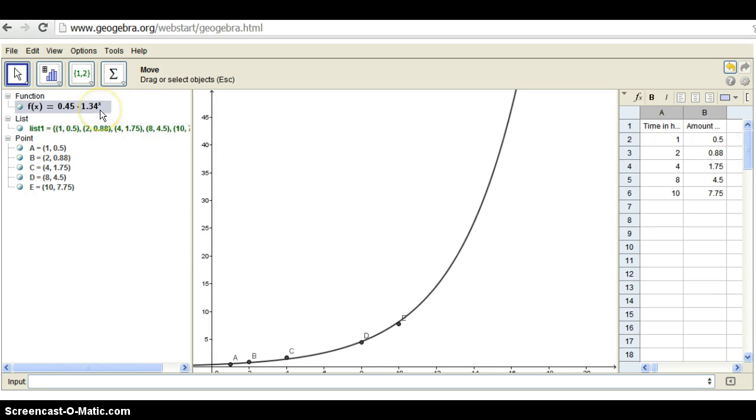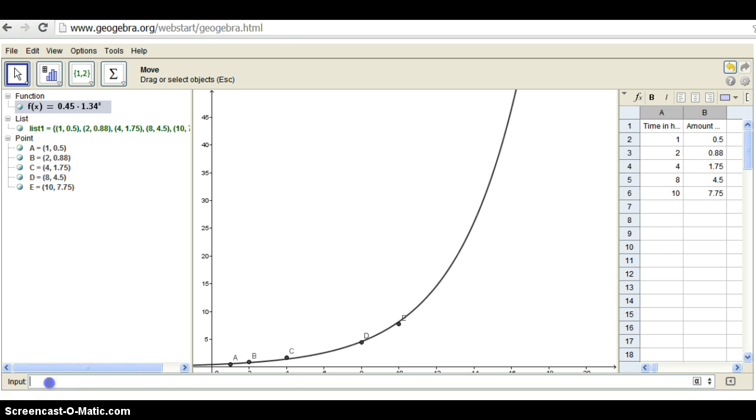So let's look back at our function again. At time 0, I would have the number 1.34 to the exponent 0, which would equal the value of 1, so I would just be left with 0.45. So that means at time 0, there was approximately, because this exponential function is approximating my data, 0.45 of an inch of snow.